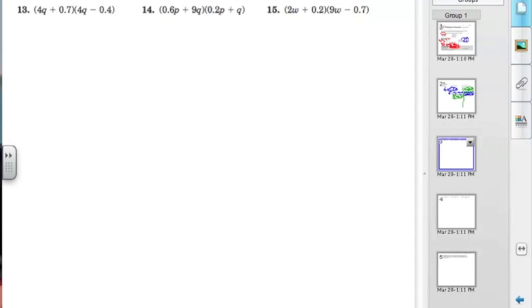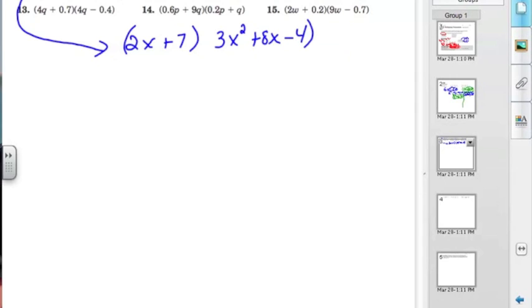Looking at number 10, again, this will be the first time that we've run into a binomial multiplied by a trinomial. So we'll write it down here. We have 2x plus 7 being multiplied into 3x squared plus 8x minus 4. And don't be afraid to use the commutative property. If you don't want to multiply 2x all the way through, you can go the other way if you want, because we know that the commutative property order does not matter.